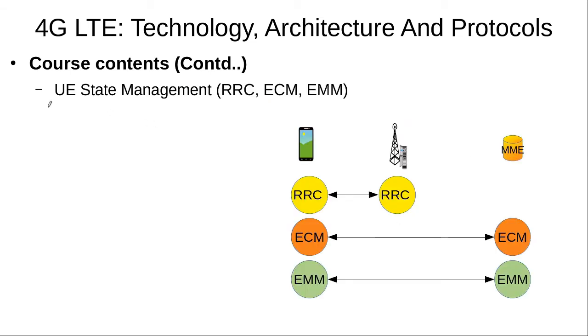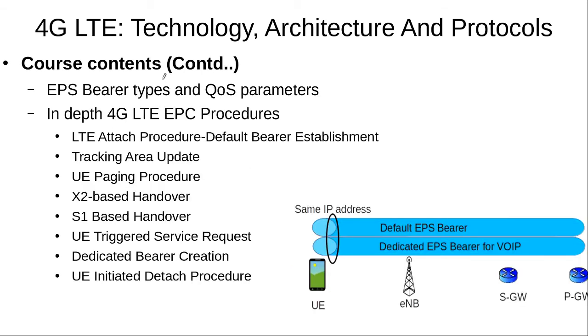After that, we will study the states of the user equipment and how the network keeps track of the state of the user equipment. And then we will study the concept of the EPS bearer, what are the types of the EPS bearer and what are the quality of service parameters that define an EPS bearer.